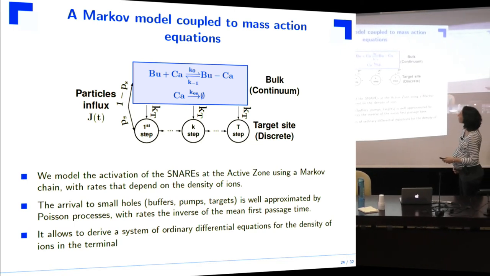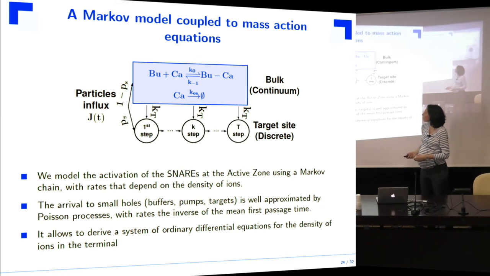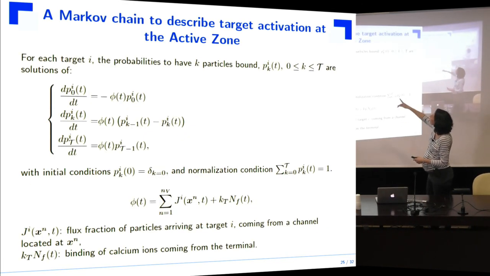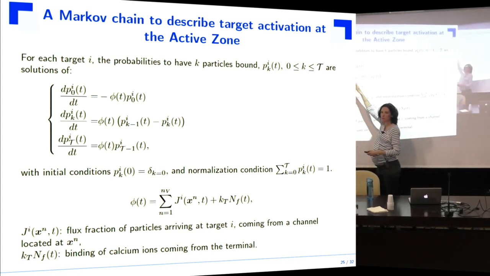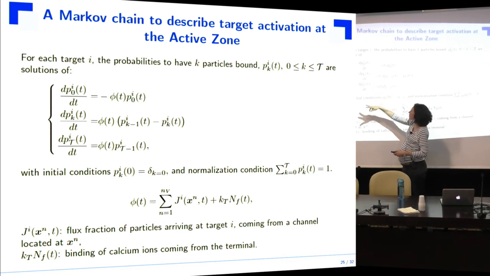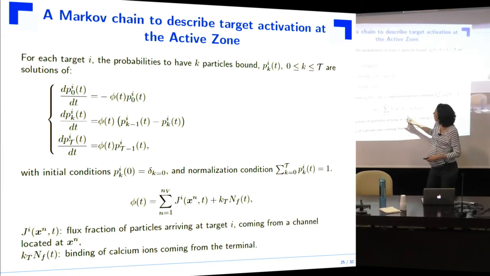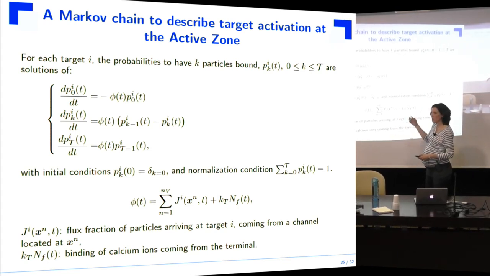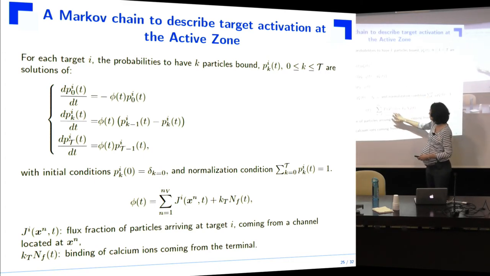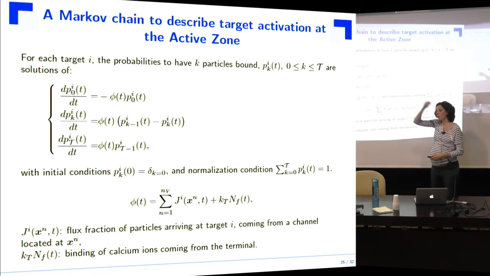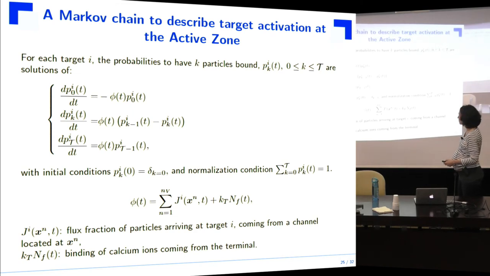I can go quickly because you probably know these equations, but how would I build my Markov chain, for example? It's a very simple Markov chain where you have a flux of arriving ions that moves you from 0 to 1 to 2, et cetera, up to T, the number of ions needed to reach the threshold. And this flux comes from all the work we did just before. This flux has two parts. The first part comes from the channels, from the Brownian simulation I just showed you, which helped me get a numerical approximation of this flux. The second part comes from the ions coming back from the bulk to bind the target. And then I get this very simple Markov chain for each vesicle separately.